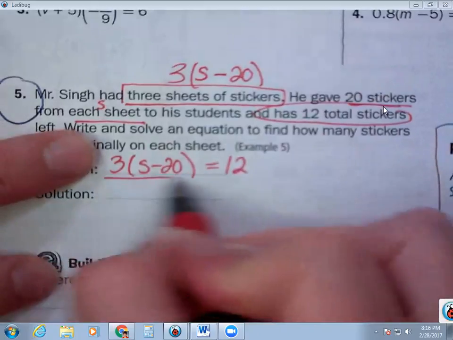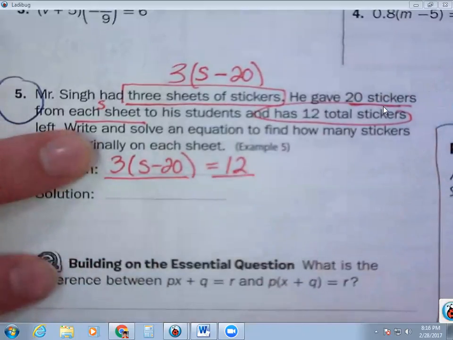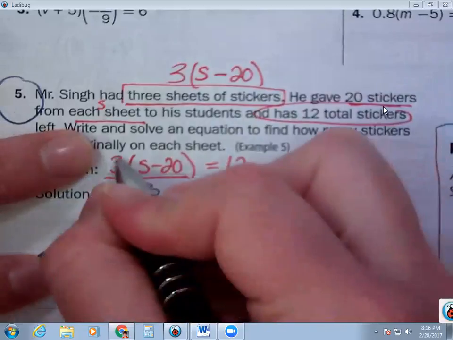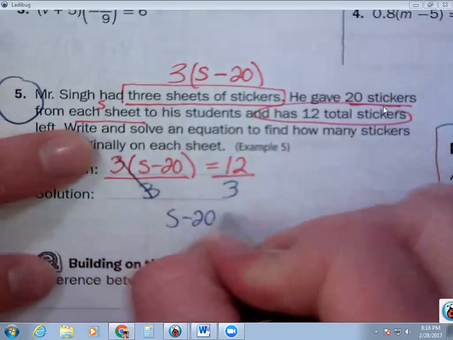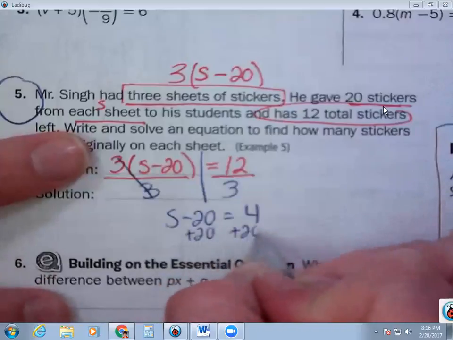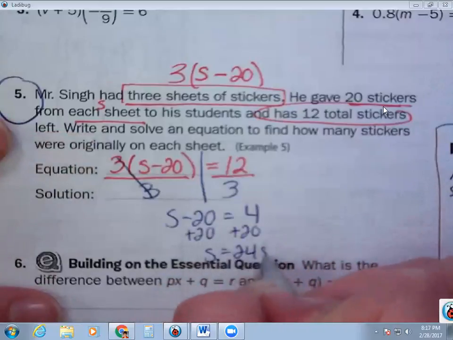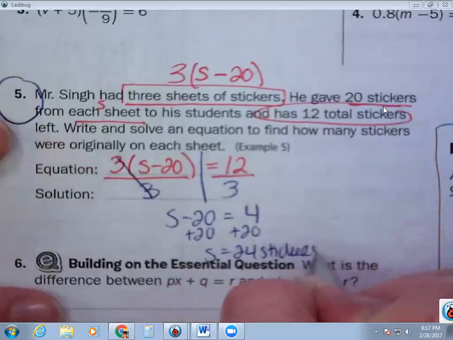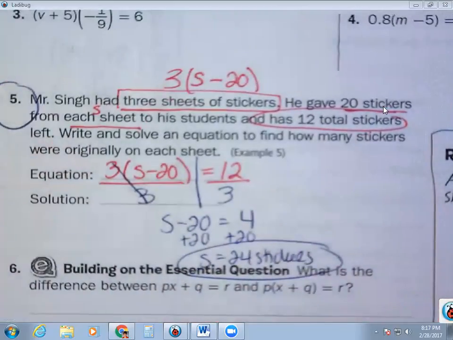Divide by 3. S minus 20 equals 4. Plus 20, plus 20. There were 24 stickers on each one. And I never skip the check, but in lieu of time, I'm going to skip the check that time and hope that we were correct.